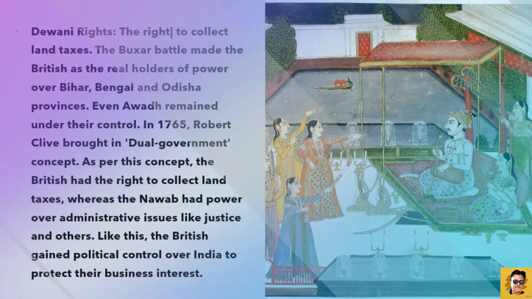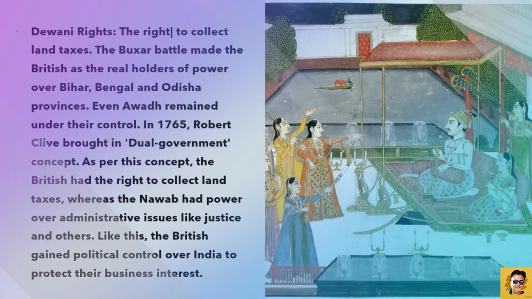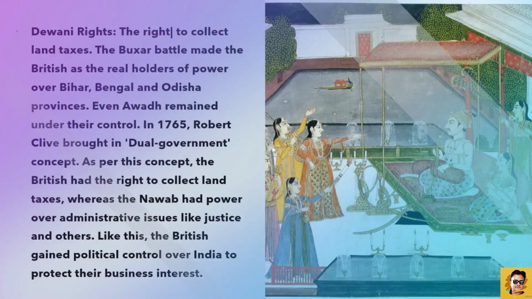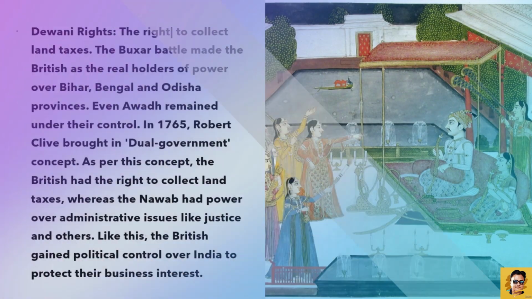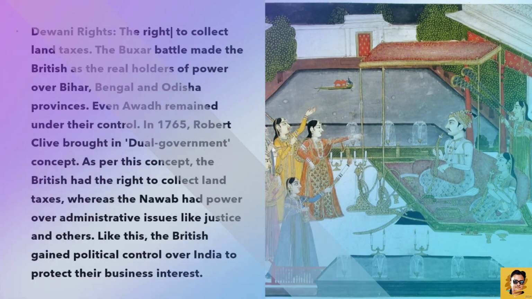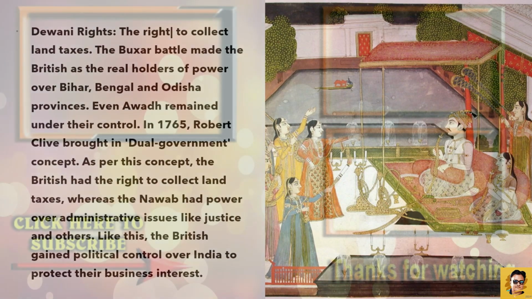In 1765, Robert Clive brought in the dual government concept. As per this concept, the British had the right to collect land taxes, whereas the Nawab had power over administrative issues like justice and others. Like this, the British gained political control over India to protect their business interests.